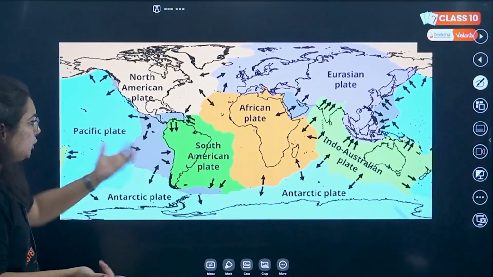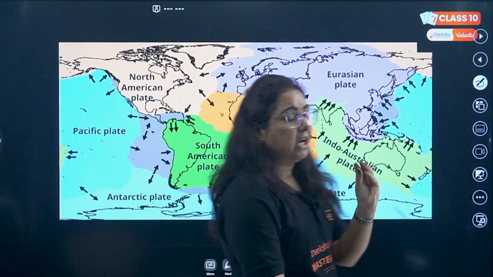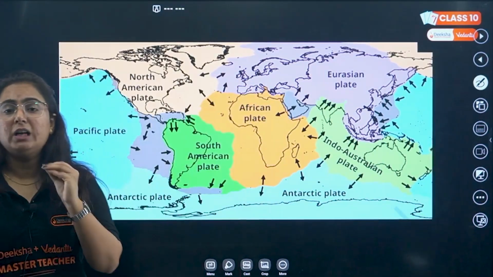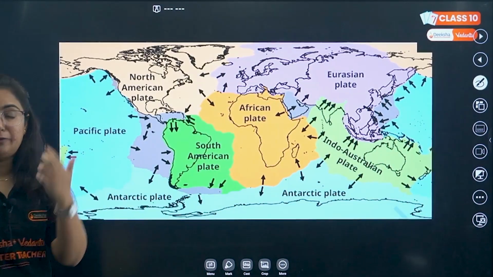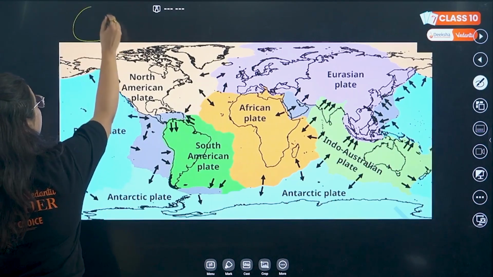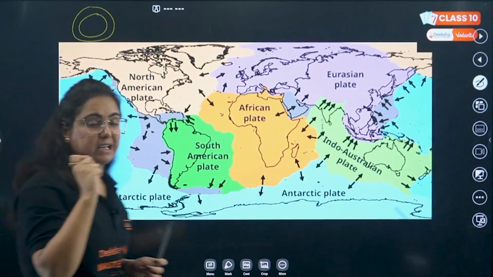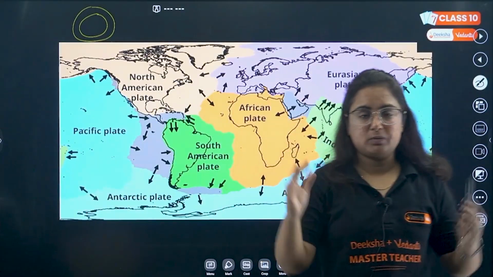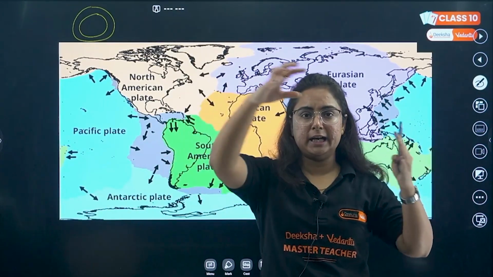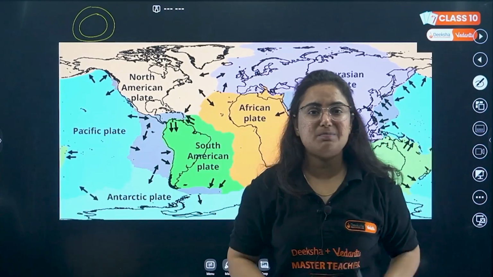Now moving to the next picture. I won't call it a diagram because they will not ask you to draw this particularly, but this picture clears up a theory, the continental drift theory: some million years back, there was only one continent, only one landmass, that was Pangaea. That means North America, South America, Australia, India, everything was together in a supercontinent known as Pangaea.